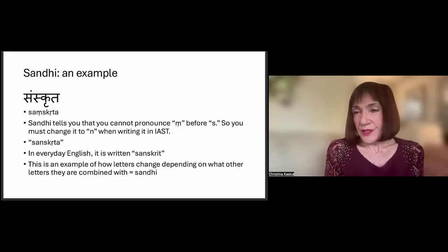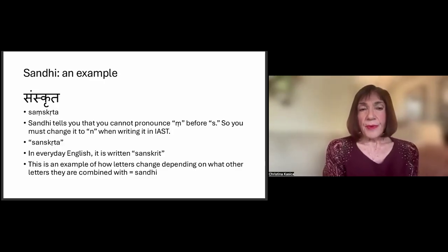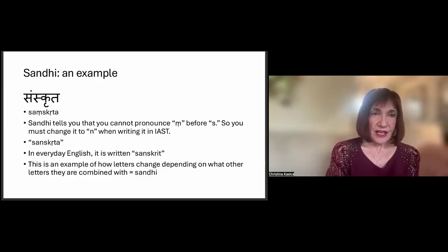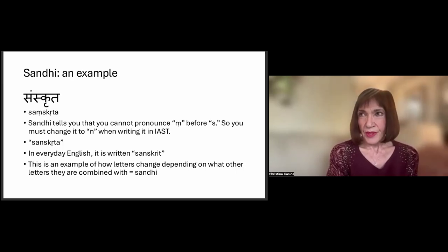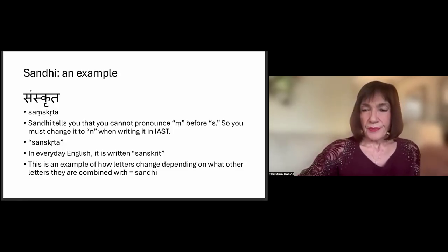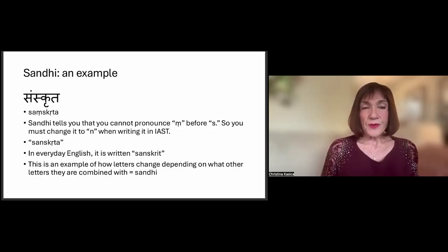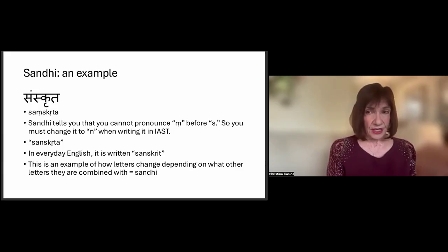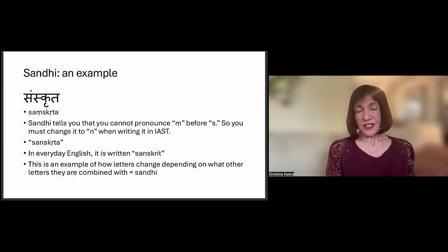So it becomes Sanskrta. Now, everybody open their mics and we're going to practice saying the first one as it's written and the second one as we've changed it. So mics open, say with me with an M sound. Samskrta. Samskrta. Good. Now say with me that same word, but using an N sound. Sanskrta. Sanskrta.